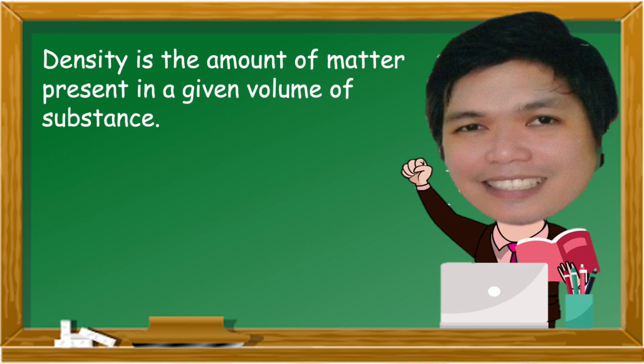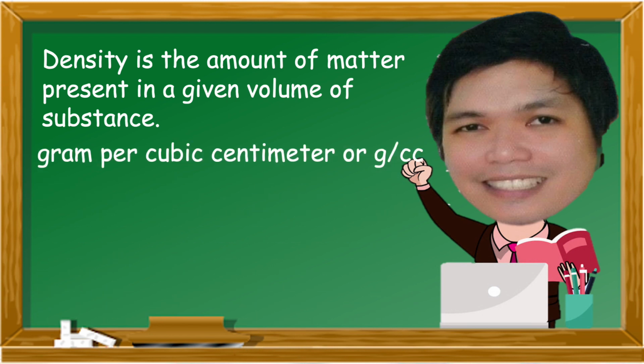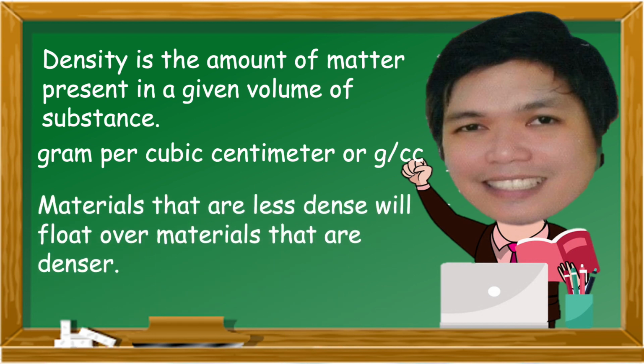Density is the amount of matter present in a given volume of substance. Density is expressed in gram per cubic centimeter. It is related to the floating and sinking of materials. Materials that are less dense will float over materials that are denser.